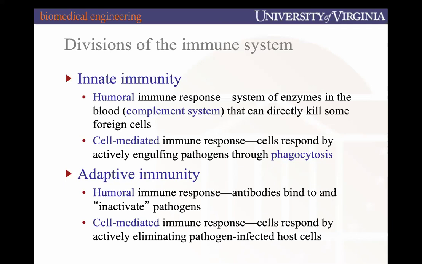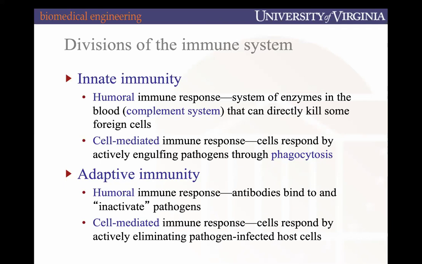For those of you who might recognize some of the prefix here, phago usually means eating, and cytosis is usually of the cell. And so this is the cell eating some sort of foreign pathogen. And there are certain cells that are dubbed phagocytes here, and we'll talk more about that in a little bit. But those are the main humoral and cell-mediated components of innate immunity.